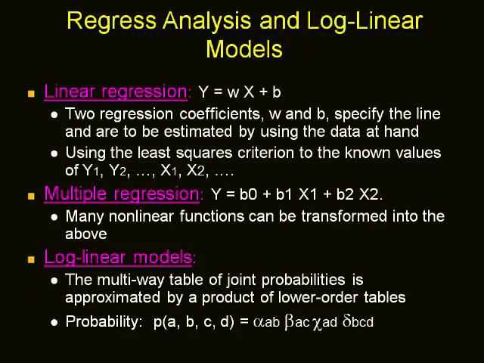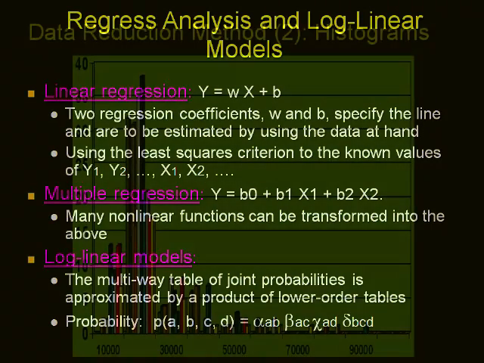In the case of multiple regression, we have multiple sets of variables. Here x1 and x2 are two variables, and y is expressed in terms of x1 and x2. So in this case, we estimate the coefficients b0, b1 and b2 in such a way that the sum of the squares of the error is kept at the minimum. In log linear models, the multivariate table of joint probabilities is approximated by a product of lower order tables using probability calculation.